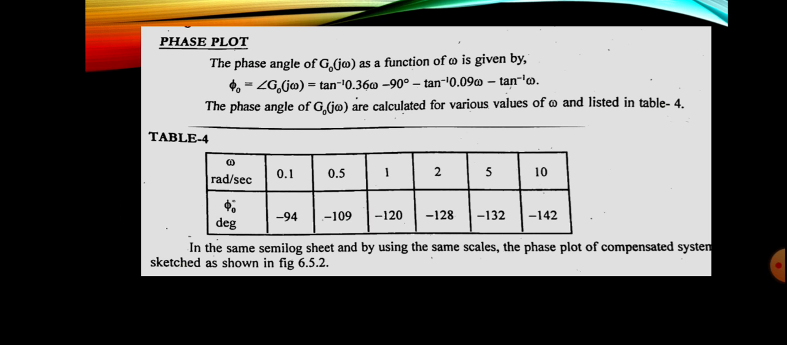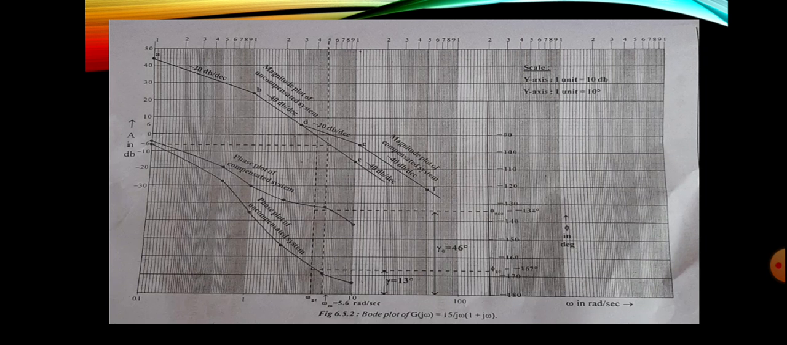So you will get, for 0.1, minus 94. See, here the phase plot is also drawn on this same graph sheet. For 0.1 this is minus 94. See, here is 90, and minus 94 is in between these two. So minus 94 will be here.